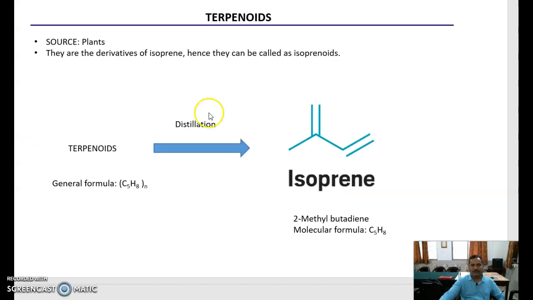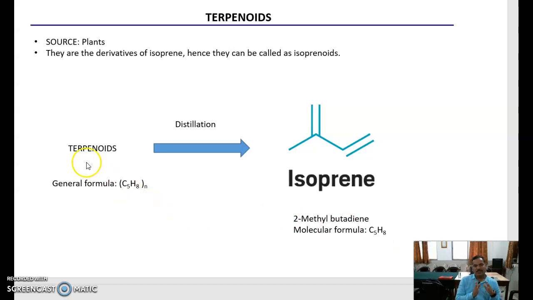Now, let's start from the first class of natural products which is there in your syllabus, that is terpenoids. The main source of terpenoids is plants, and they are the derivatives of isoprene, hence they are known as isoprenoids. The important thing which we have to remember here is that the source is plants, and they are the derivatives of isoprene, so they are called isoprenoids. Now, what is this isoprene? This structure is called isoprene. This is the common name, and 2-methylbutadiene is its other name. Its molecular formula is C5H8. So we can say that all terpenoids are made up of isoprene units.